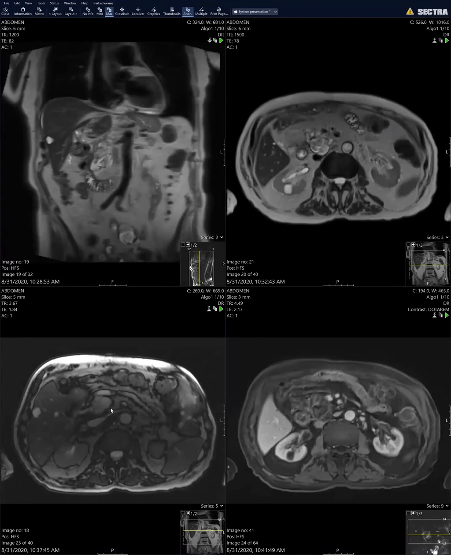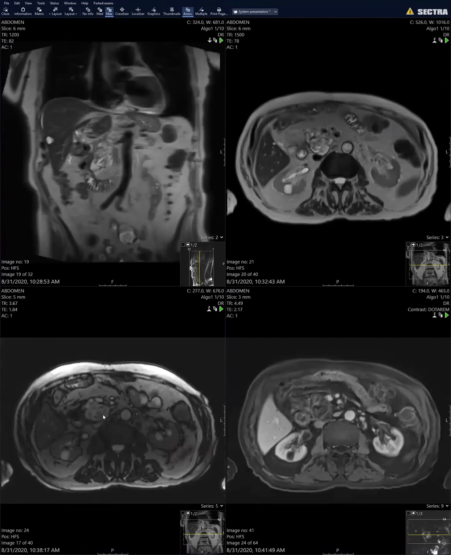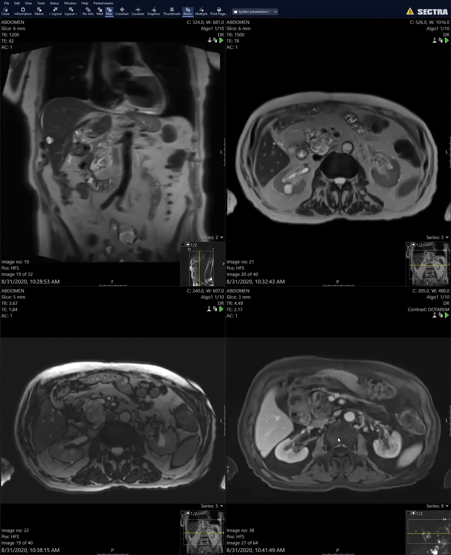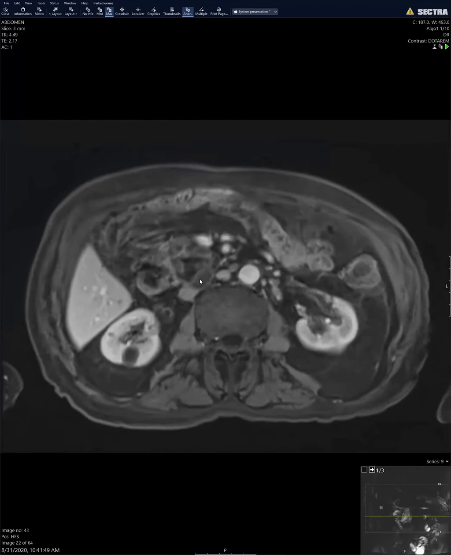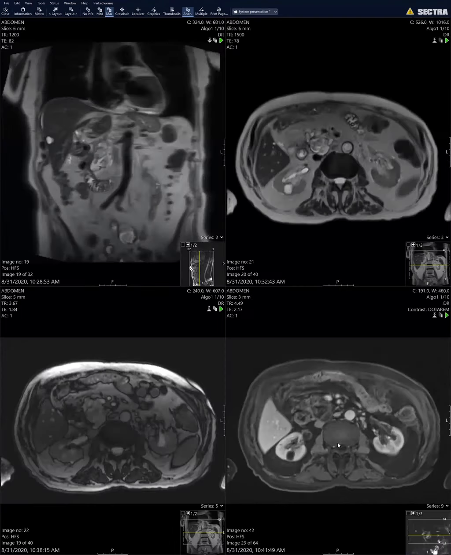So this one will be main duct IPMN, and given presence of soft tissue within the dilated duct, this will be worrisome for malignant transformation. This is a post-contrast axial T1, and that shows that nodular soft tissue growing within the dilated ducts. We notice that the soft tissue doesn't enhance as intensely, just very poorly enhancing soft tissue within the ducts.